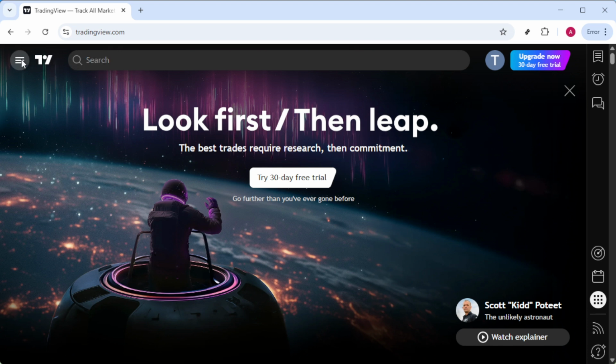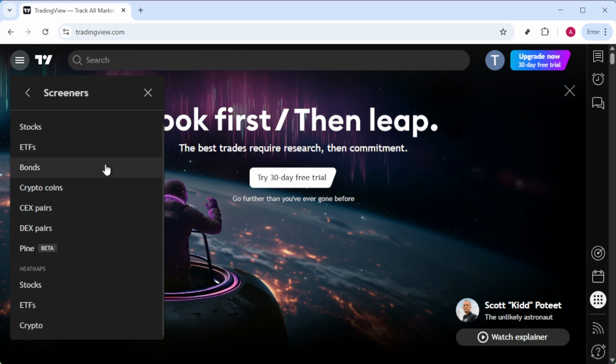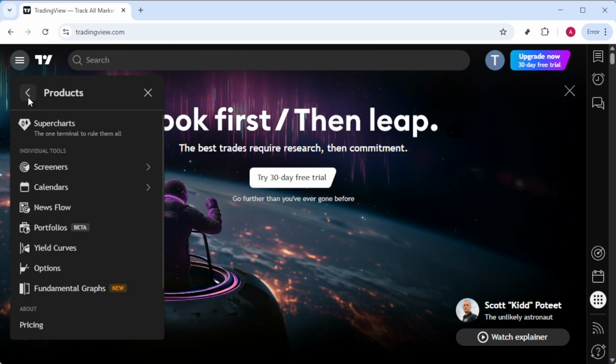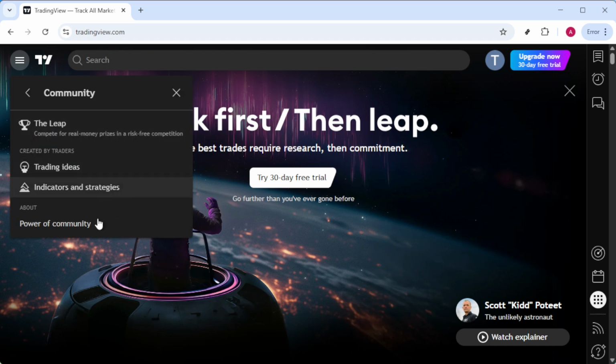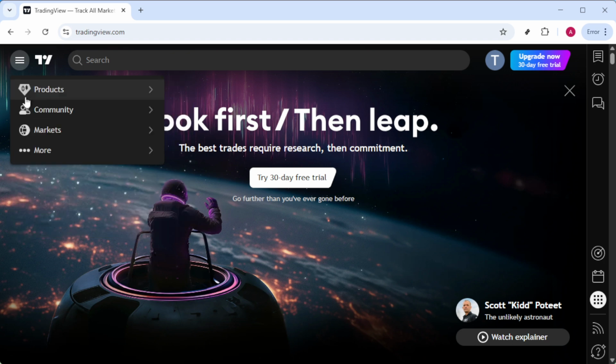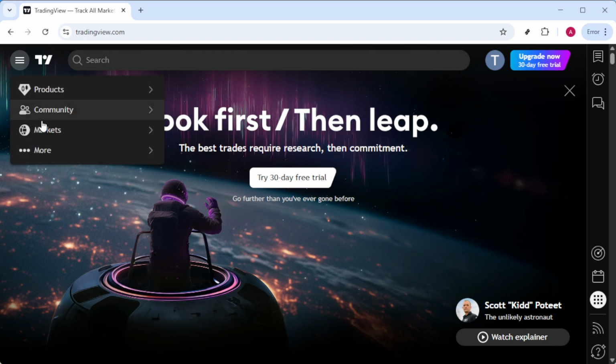Take a moment to get familiar with the layout, as you can find everything from stocks to cryptocurrencies right from this dashboard. As you navigate, you'll see sections like Community and Market. These areas offer a wealth of resources. The Community section is particularly useful for connecting with other traders, sharing ideas, and learning from their insights. Meanwhile, the Market section provides comprehensive data on different trading symbols. Definitely worth a glance as you start your trading journey here on TradingView.